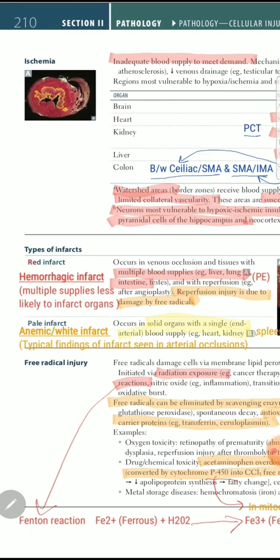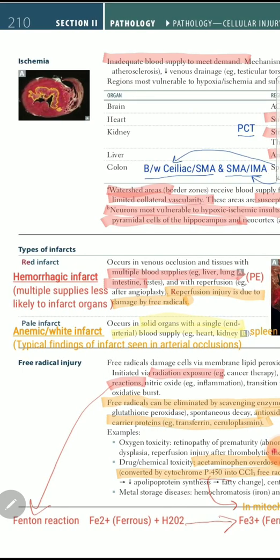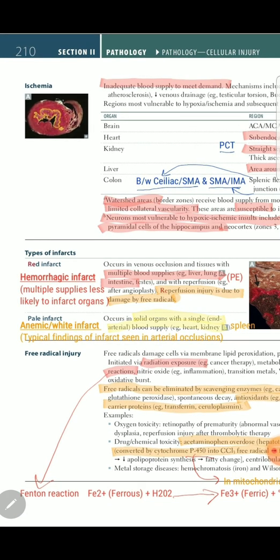And then moving on to types of infarctions. If ischemia or other things lead to damage, that is necrosis. We have generally two types for gross morphology of infarctions. Either it will appear red or it will appear pale.